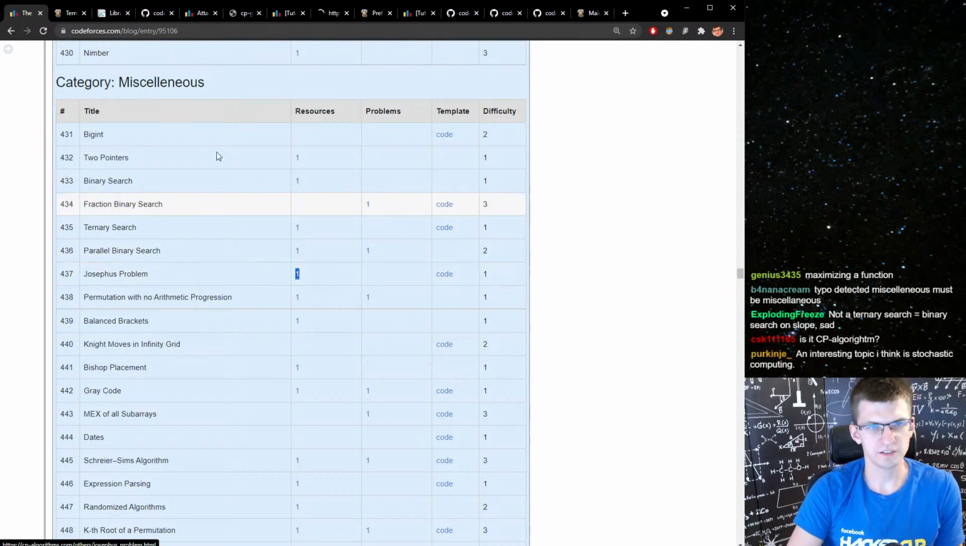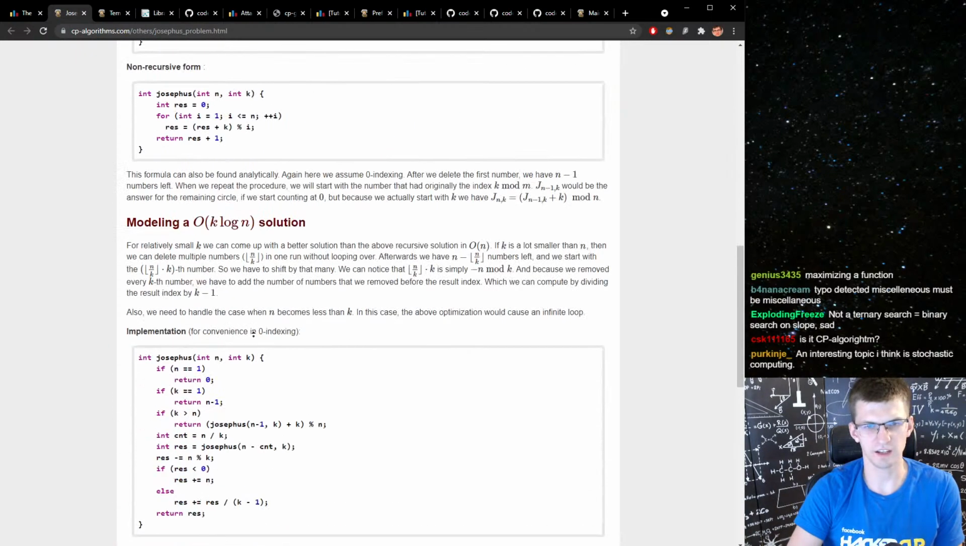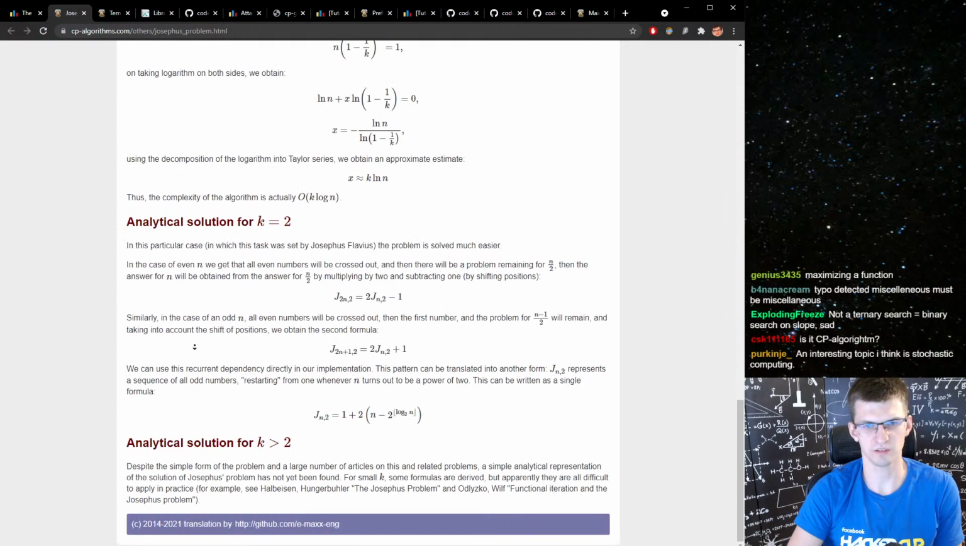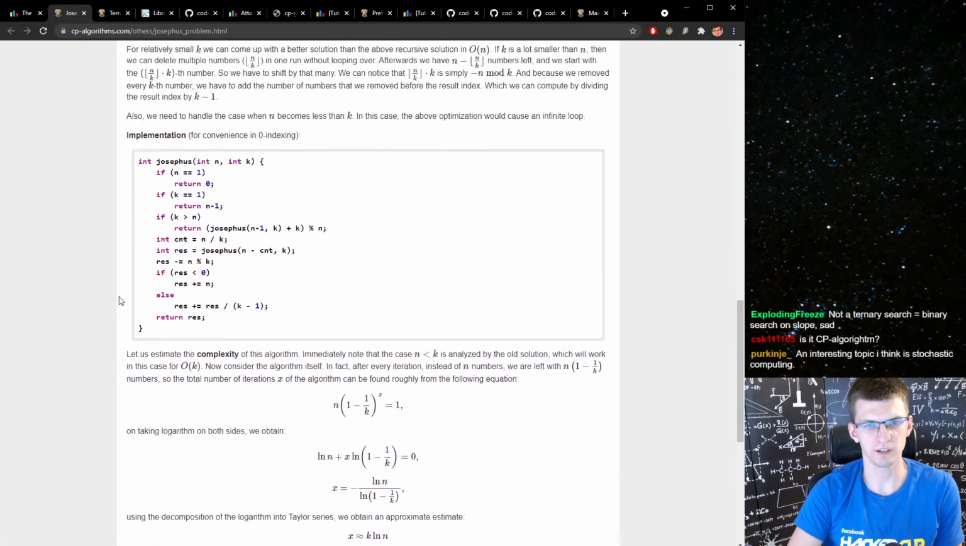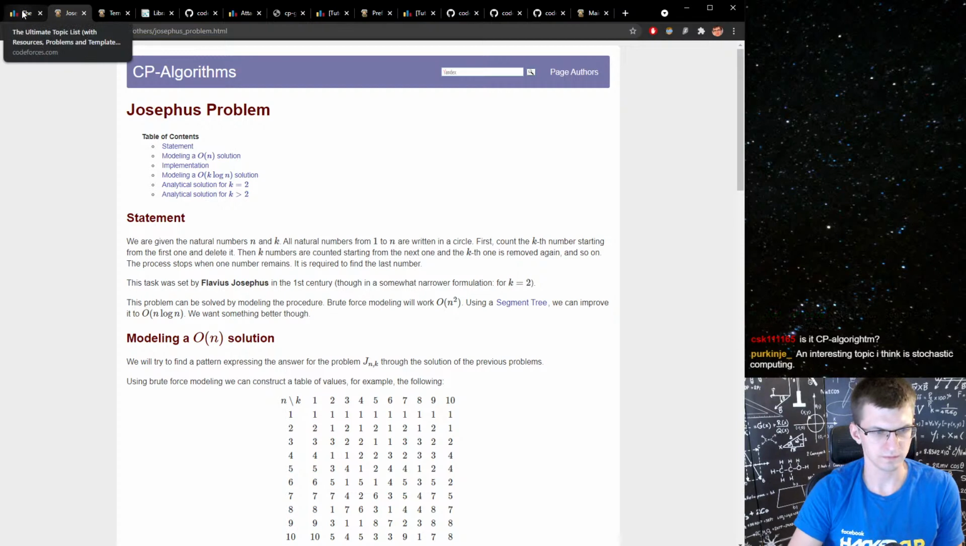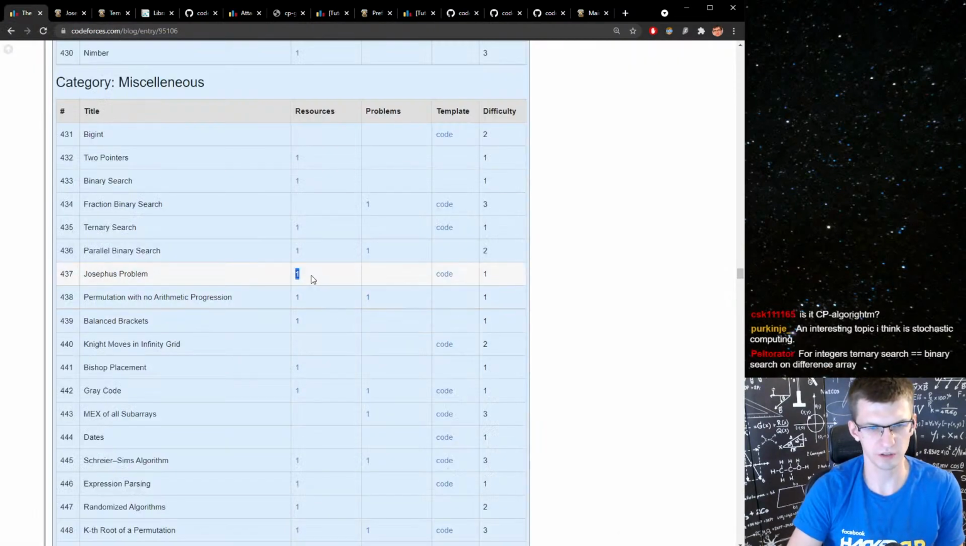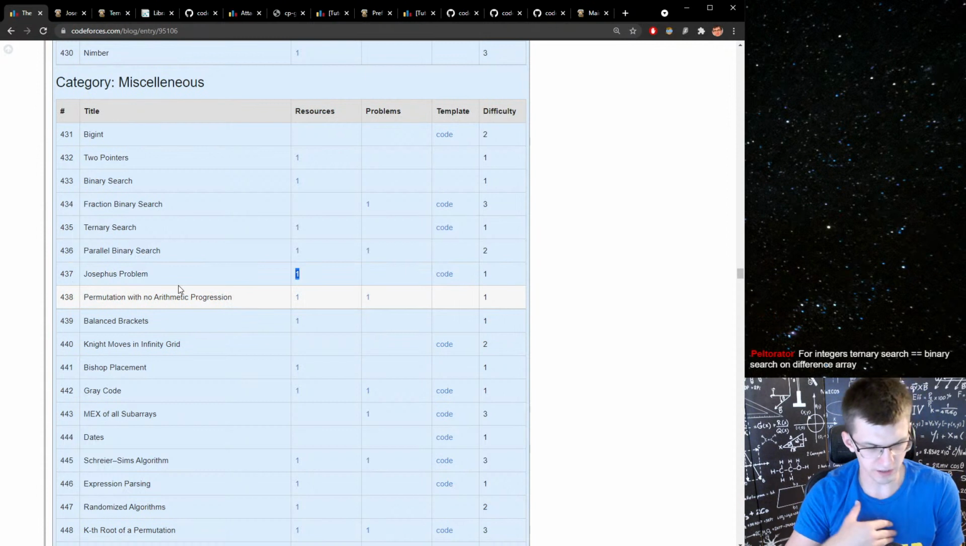I don't know why this technique is so common. Even here, I don't know why this is a block. It's one single problem. Why do people say that this is some algorithm that you should know? Is it CP algorithms? This is CP algorithms, but this is a block in Codeforces with links to a bunch of stuff. Ternary search is binary search on difference array? Exactly.